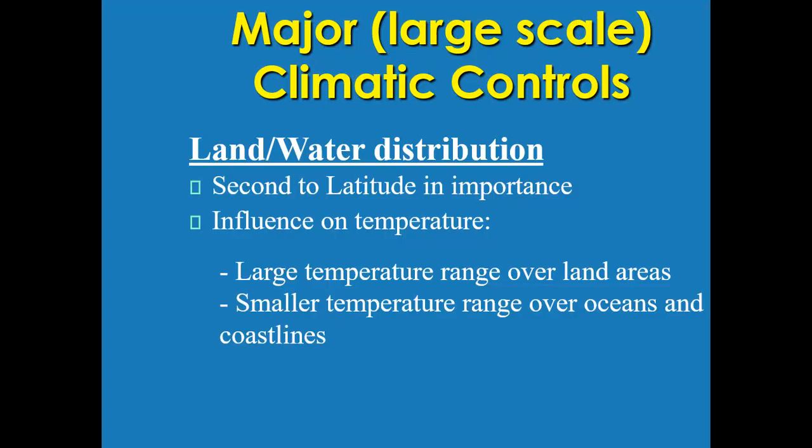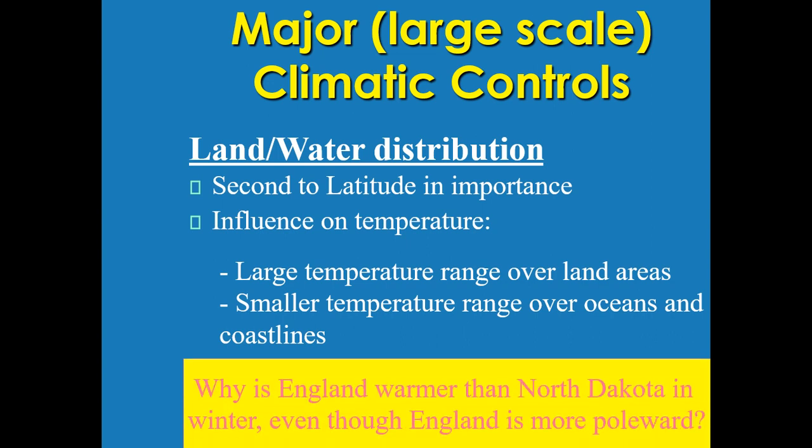Another major climatic control will be land-water distribution. This is second to latitude in importance, and the influence on temperature of the land-water distribution is huge. We generally get a larger temperature range over just land areas away from the influence of water, and we'll get a smaller temperature range over the oceans and the coastlines next to the large oceans. Let me show you some examples here in a minute.